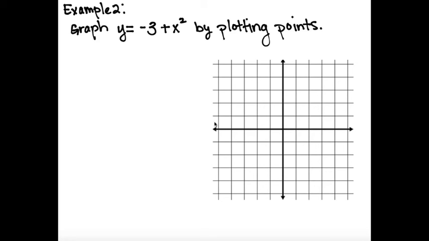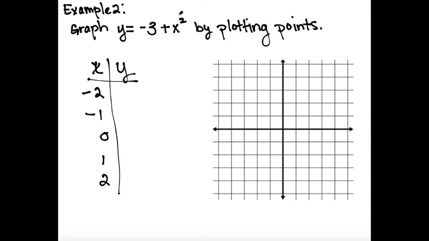Example 2. Graph y equals -3 plus x squared by plotting points. Just like the last example, we're going to go ahead and make a little xy table. And you can start anywhere you'd like. Again, I like to do -2 to 2 to kind of get an idea. -2, -1, 0, 1, and 2. Now, I have an x squared in this problem, so I know that I'm going to be graphing a parabola. This is a quadratic, okay?